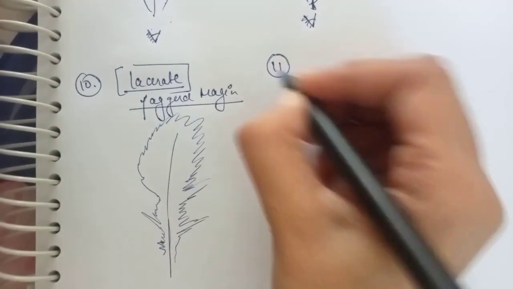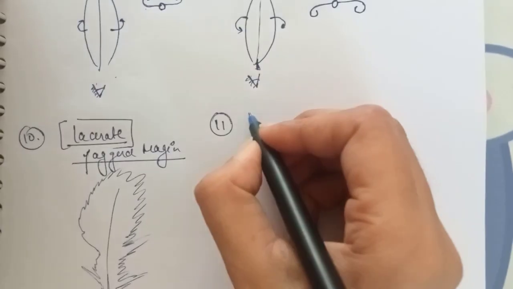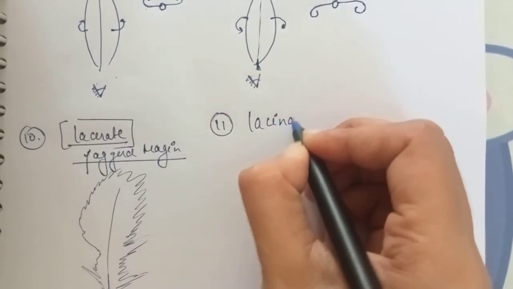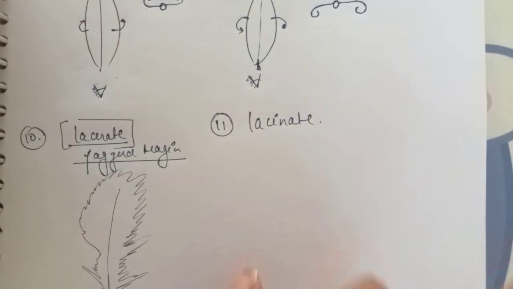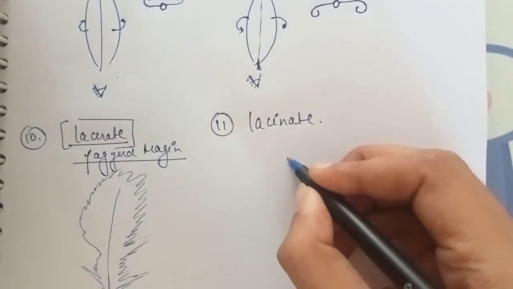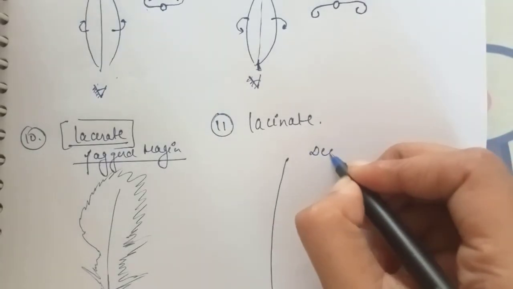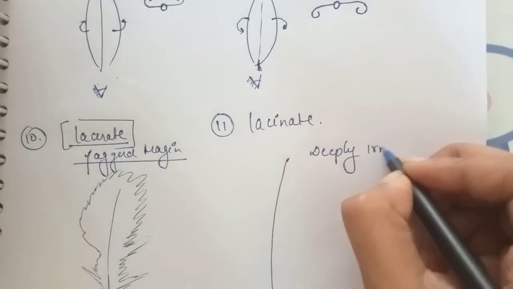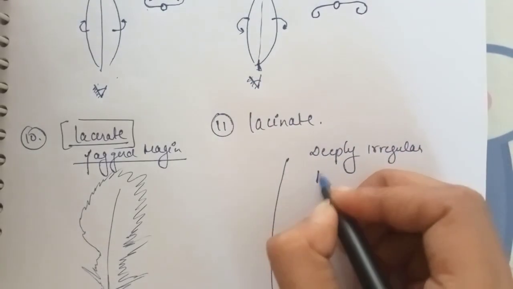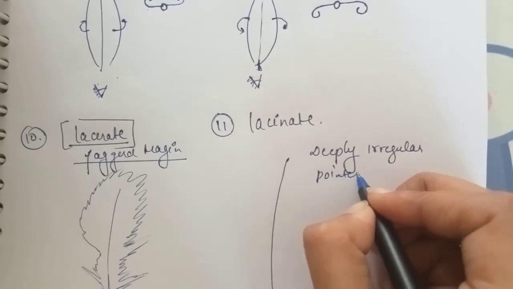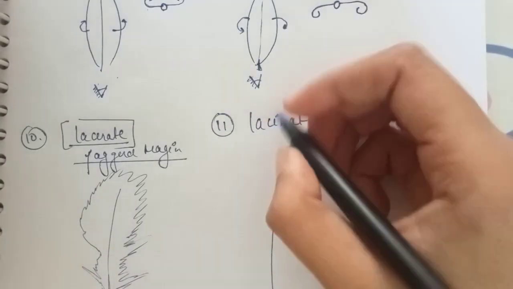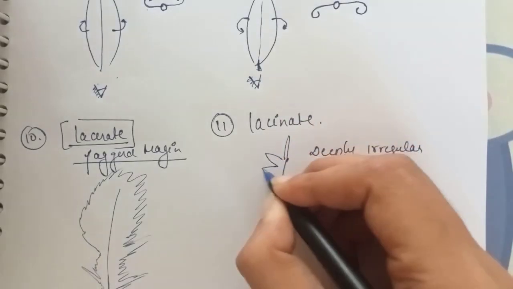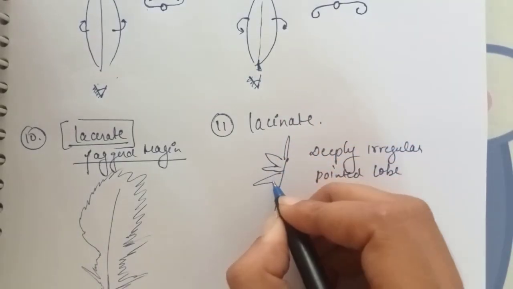The similar kind of word which confuses is lanceolate. Lanceolate are somewhat ordered compared to this. They have deeply irregular pointed lobes. Deeply irregular pointed lobes means the lobes formed by the serrations are pointed, like you have seen in a number of leaves like this, right.